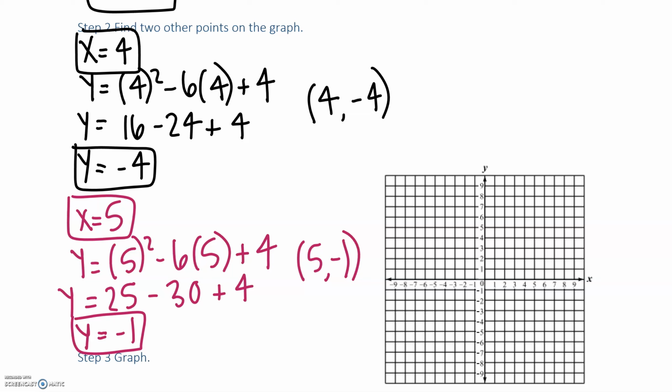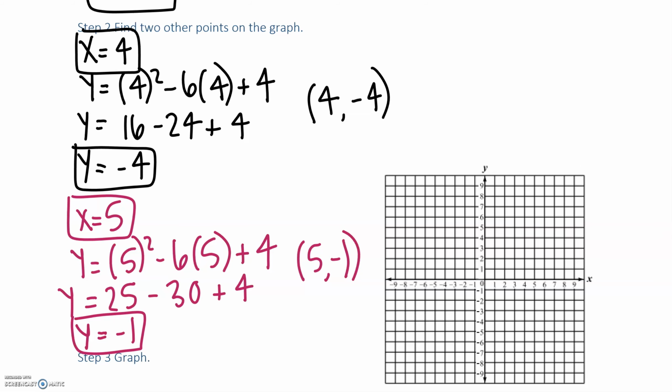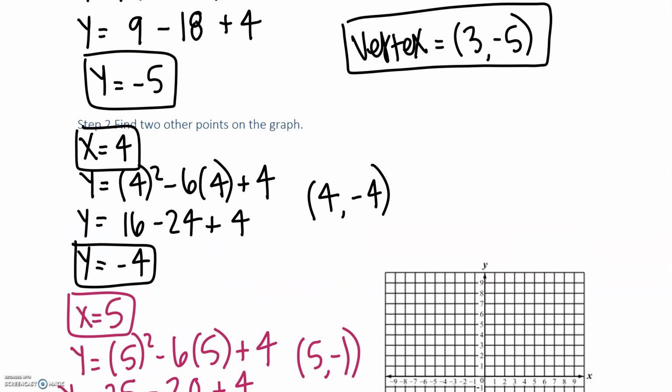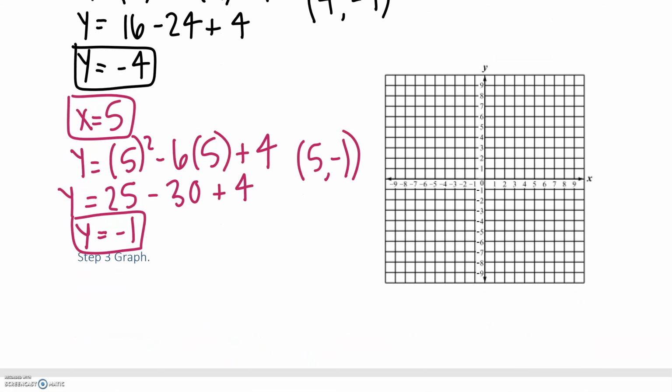Okay, so our last step is to just graph the function. The first step we're going to do is graph our vertex. Our vertex is at (3, -5). So on our graph, we're going to start at the origin. We're going to go over 3, so 1, 2, 3, and we're going to go down 5. So 1, 2, 3, 4, 5, and graph it.